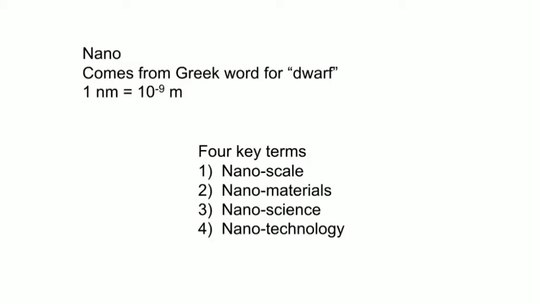So if you imagine how small a nano is, I'm going to introduce you to four basic terminologies which belong to nano, and they are going to frequently come up in our lectures. The first term is nanoscale, second is nanomaterials, third is nanoscience, and fourth is nanotechnology.